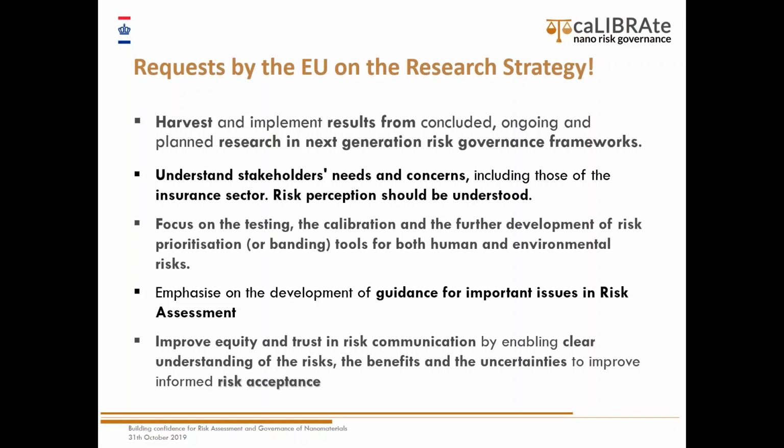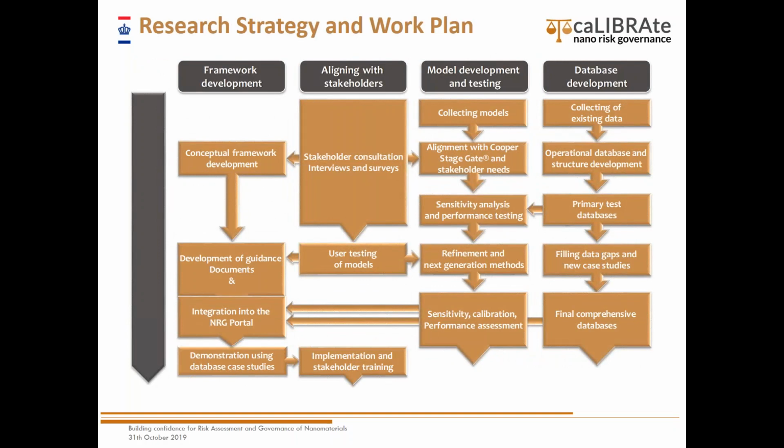So to be able to meet these requests and do our work, we have been working in four main domains in the project. One part is on the risk governance framework development. Another pillar is on aligning with the stakeholders, which is key for informing both the framework development, but also pillar three on the model development and testing, because the stakeholders' knowledge and capacity was used as a criterion for selecting the methods for our risk governance. And the information from the stakeholders was also used to build the framework for the nanorisk governance. And in the fourth pillar, we have the database development. As I said, it was rather huge work to do this and identify data that could be used for testing our tools.